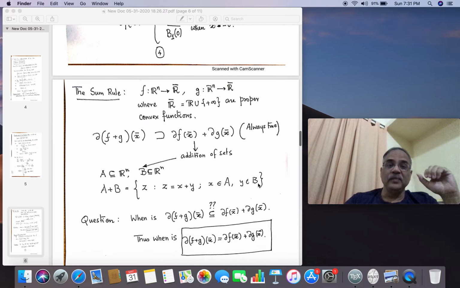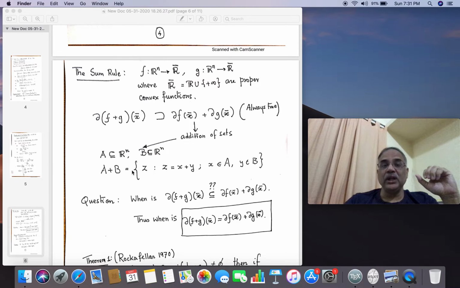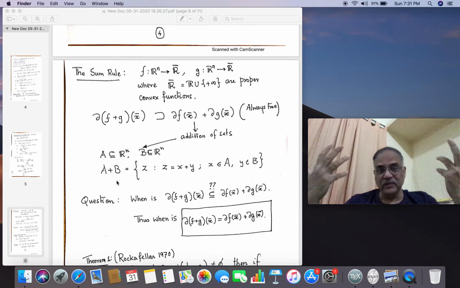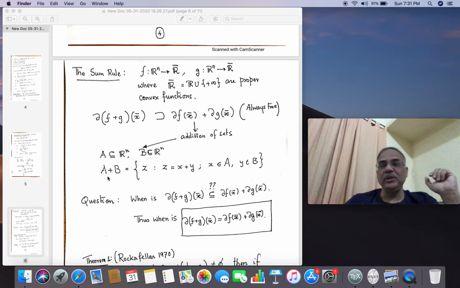So here, the crucial idea is the addition of two sets A and B in Rn. In this vector space Rn, A plus B is equal to the set of all z, where z is of the type x plus y, where x is in A and y is in B.